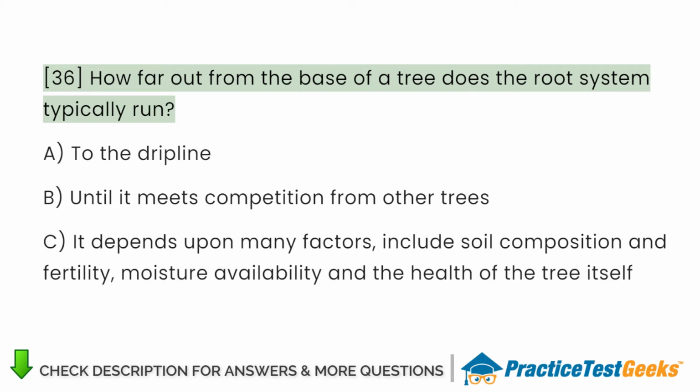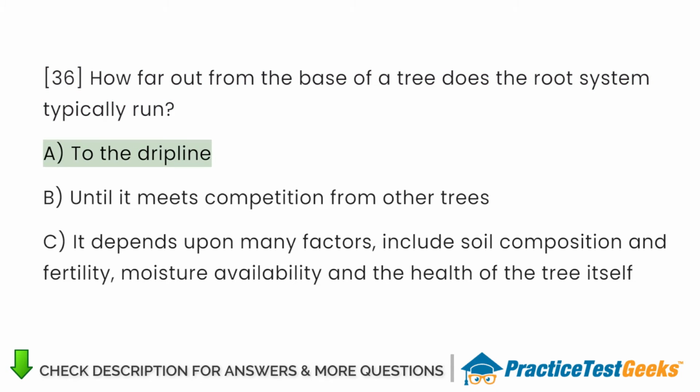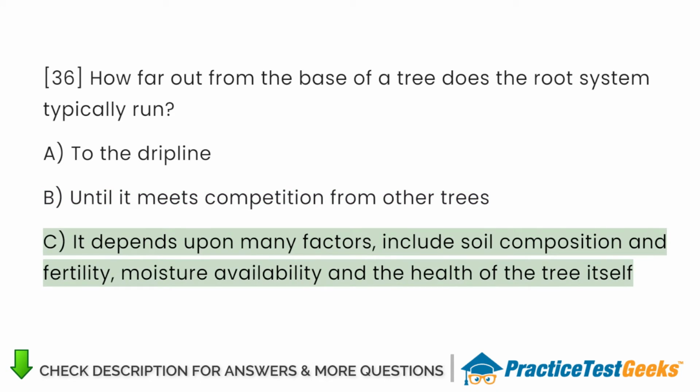How far out from the base of a tree does the root system typically run? A. To the drip line. B. Until it meets competition from other trees. C. It depends upon many factors, including soil composition and fertility, moisture availability, and the health of the tree itself.